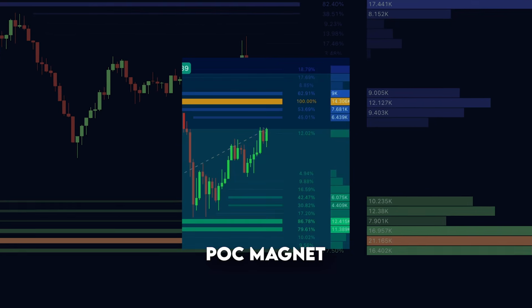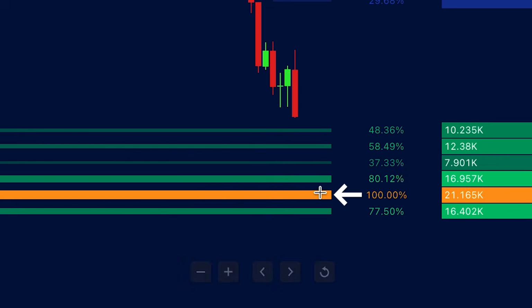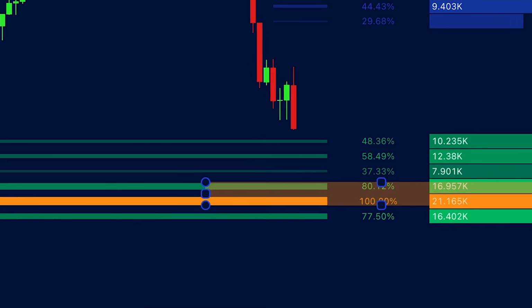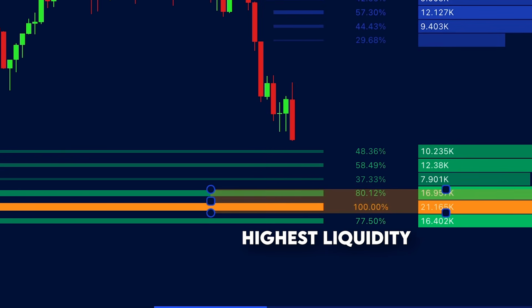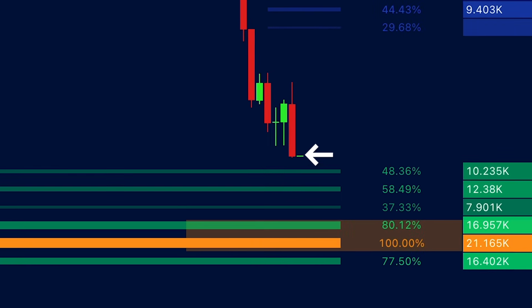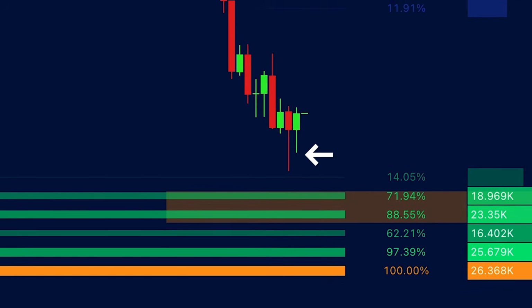Strategy 2 is the POC magnet trade. See these orange highlighted zones? It's not random. It represents the single price level with the highest liquidity concentration. Price is naturally attracted to these areas like a magnet because that's where institutional players can fill large orders.